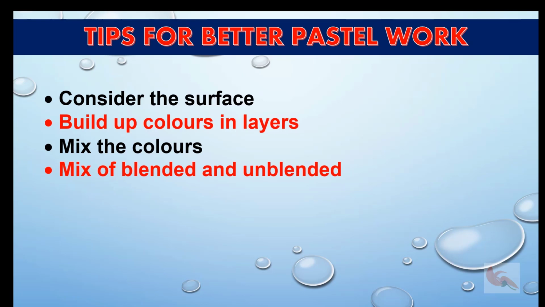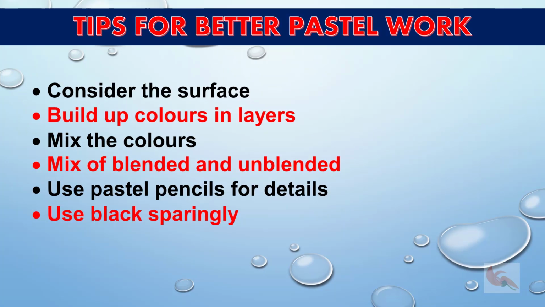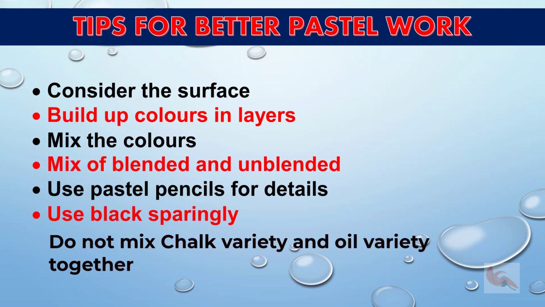Have a mix of blended and unblended areas in your painting. A blended background and unblended foreground goes quite well. Use pastel pencils for details. Use black sparingly. Use darker tones as a replacement instead, such as dark violet for shadows, dark green and brown for shadows of trees, and such uses. The chalk variety and oil or wax variety don't go well together, so it's better to use them separately.